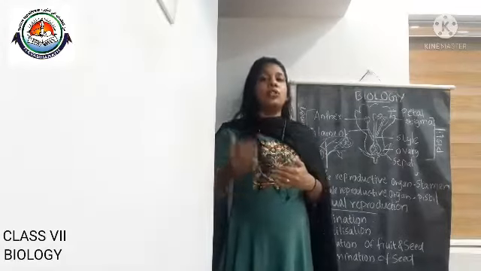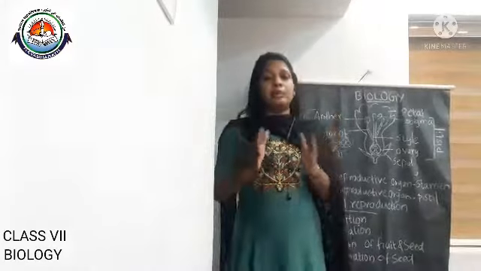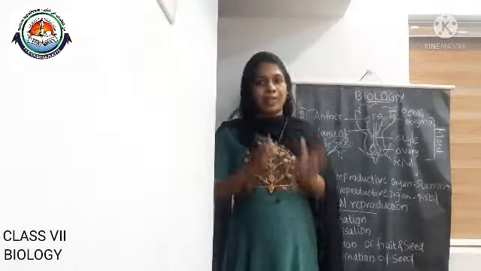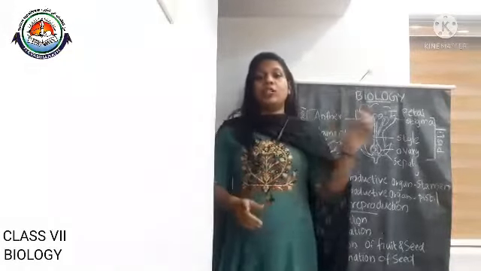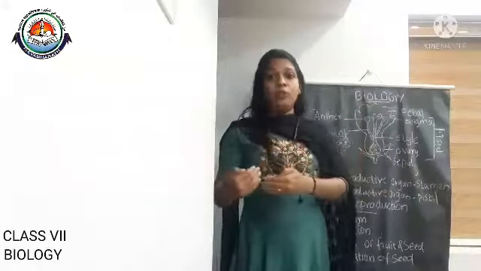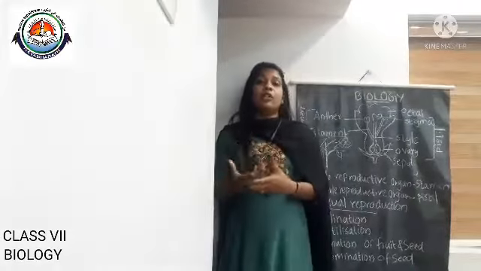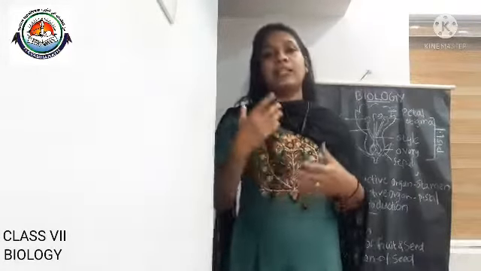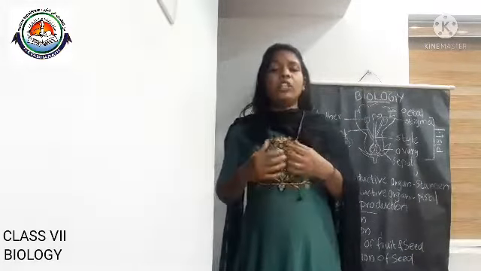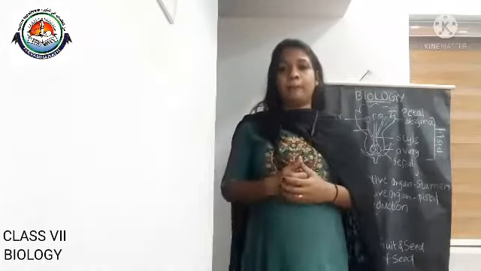Now we are moving on to the next important topic of this chapter, that is sexual reproduction. We know that there are two types of reproduction that take place in plants and all other organisms. The first one is the asexual method that we have already studied. Now we are moving on to sexual reproduction in plants, how it takes place. Before that, we need to know which part is involved in sexual reproduction of plants.